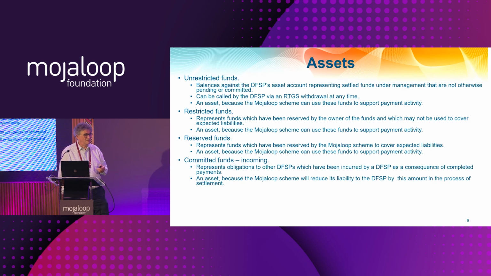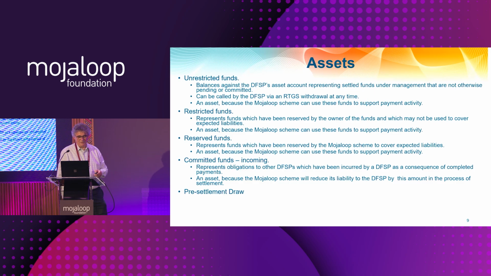Then we have committed funds incoming. Those are the opposite of the committed funds outgoing. So these are funds where the DFSP is the payer, the debtor, and they are an asset because that's money that we now won't have to pay to the DFSP. The DFSP has given it to us, and we're going to use it to fund the beneficiary payments.